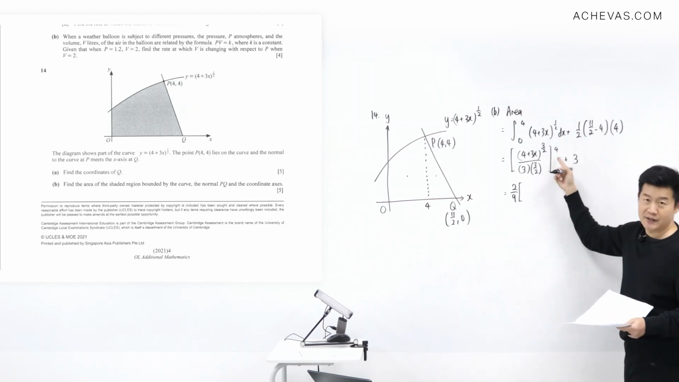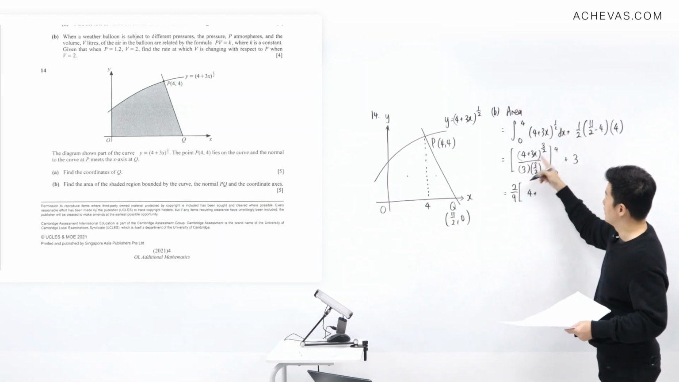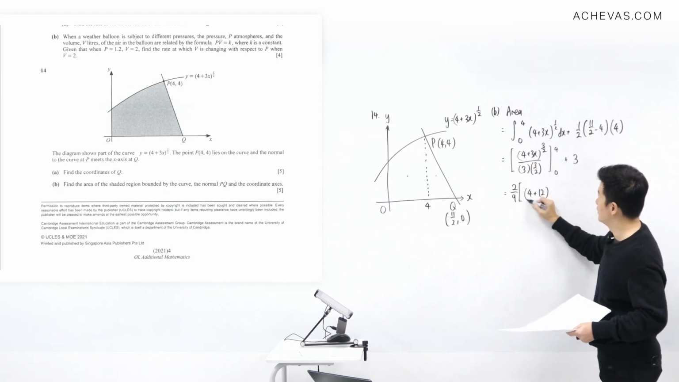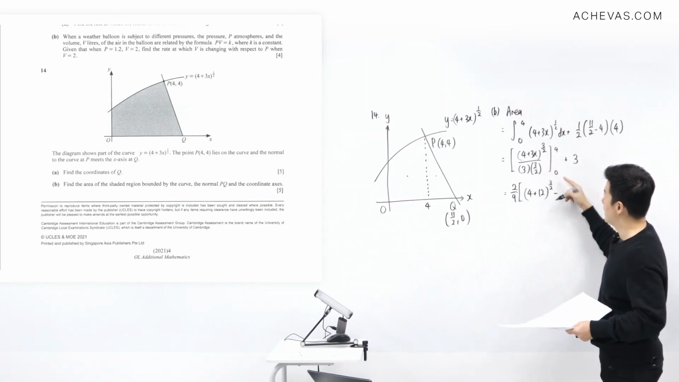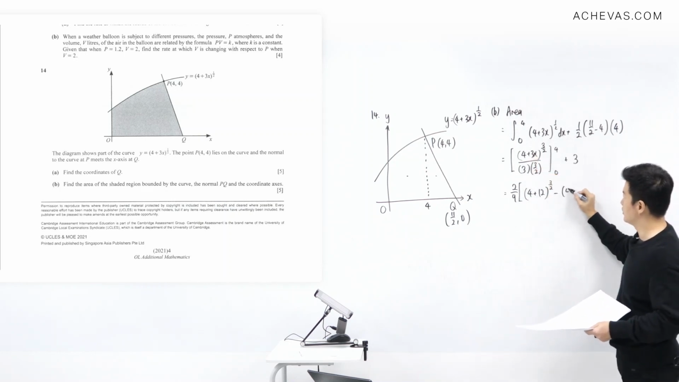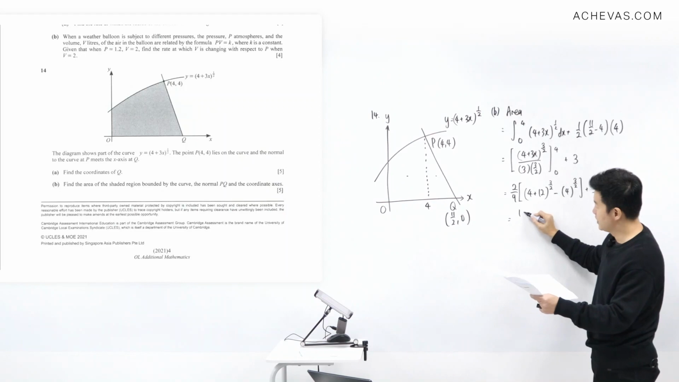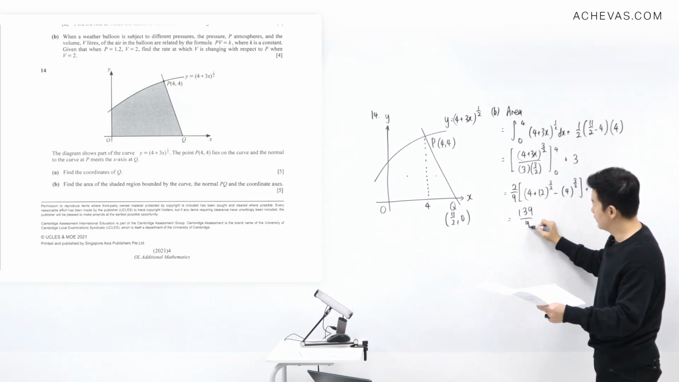Then let's substitute the upper limit into here, which will give me 4 plus 3 times 4, 12, to the power of 3 over 2. Minus, substituting 0 in, it is going to be 4 plus 0. So it's just going to be 4 to the power of 3 over 2, plus 3. And this will work out to be 139 over 9.